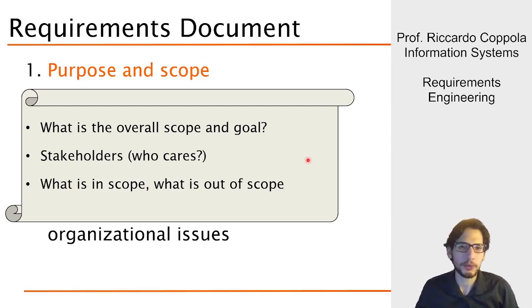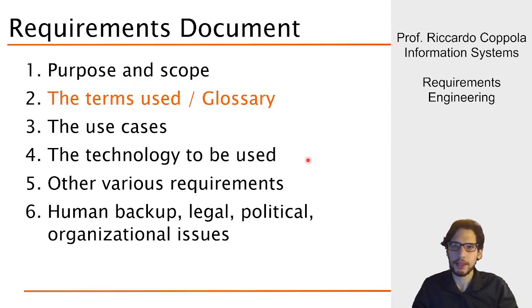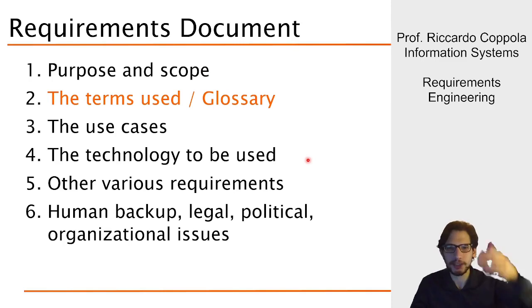I write down what is inside the scope of my system, and what is outside. So I say here what I will need to develop, what I already have outside, and what I will have to develop with my developers. Then again, I have my glossary, which is simply a list of names and explanations.